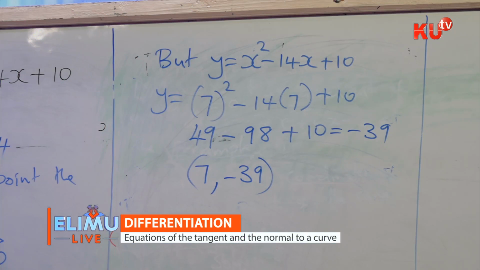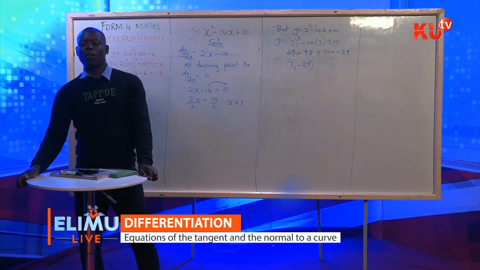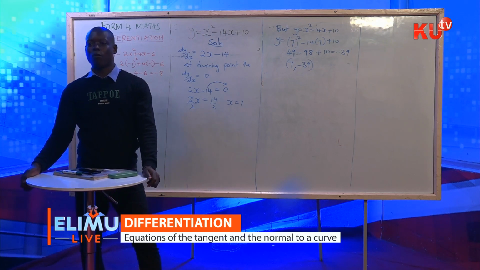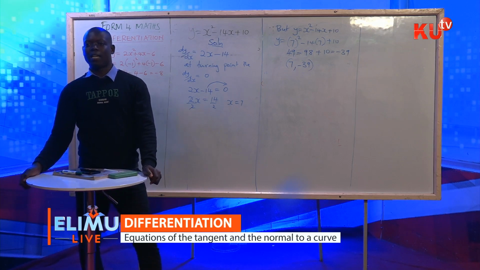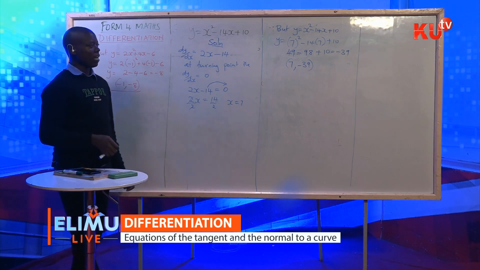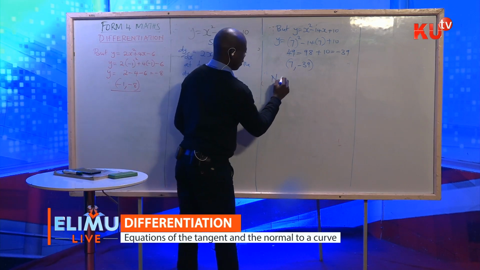Once we've understood clearly how to find the turning points, students, you'll be required again to know how to identify the nature of turning points. How do you identify the nature of turning points?